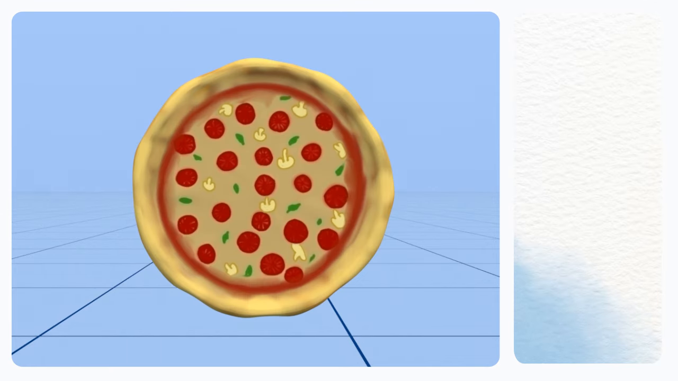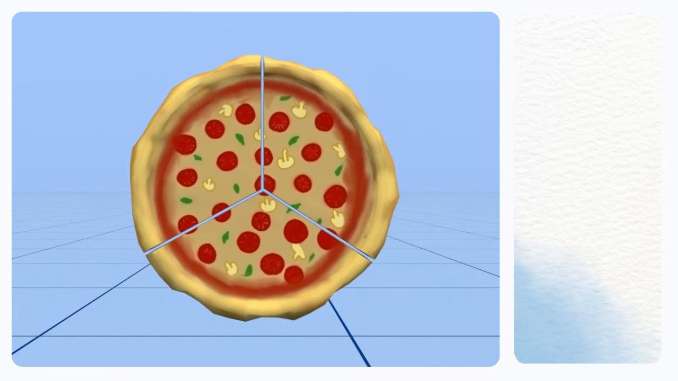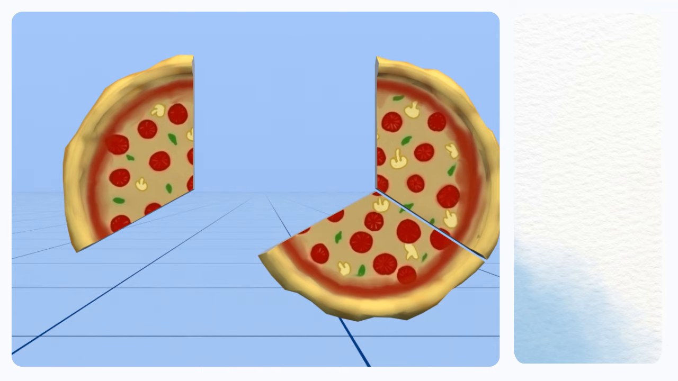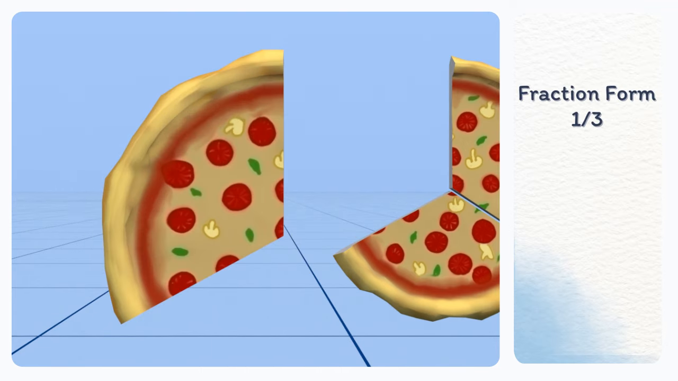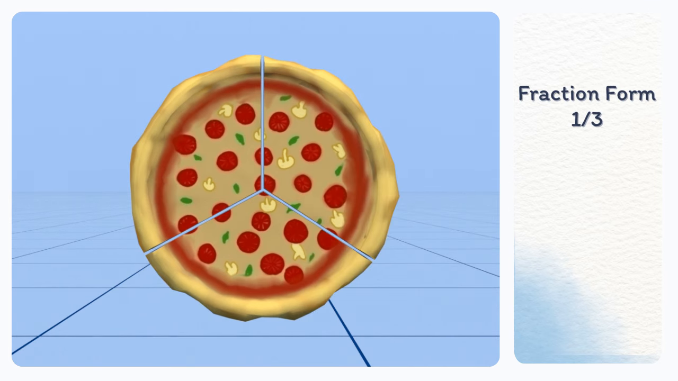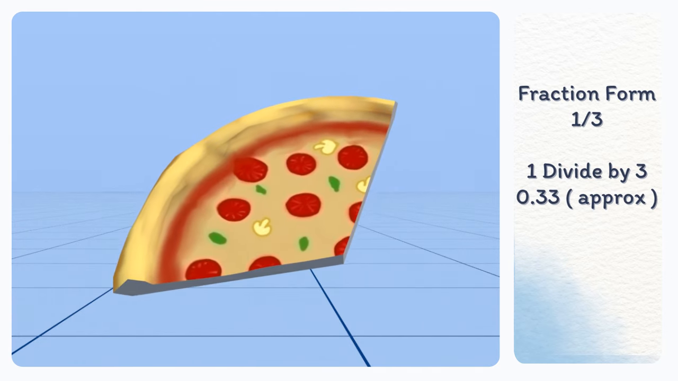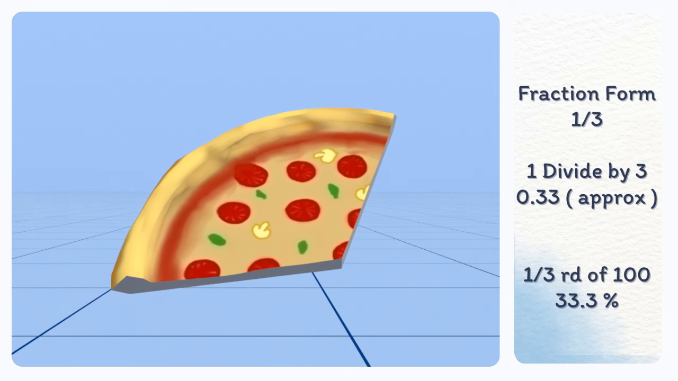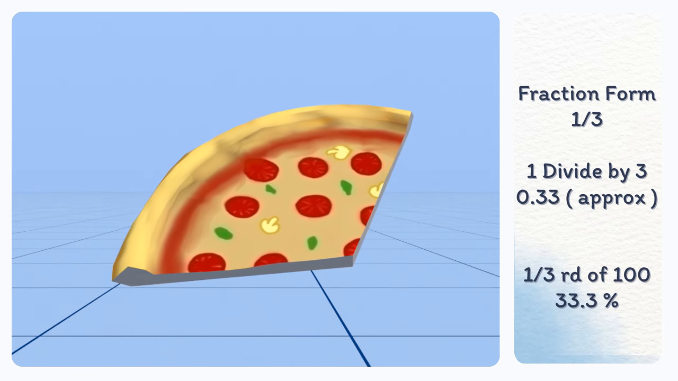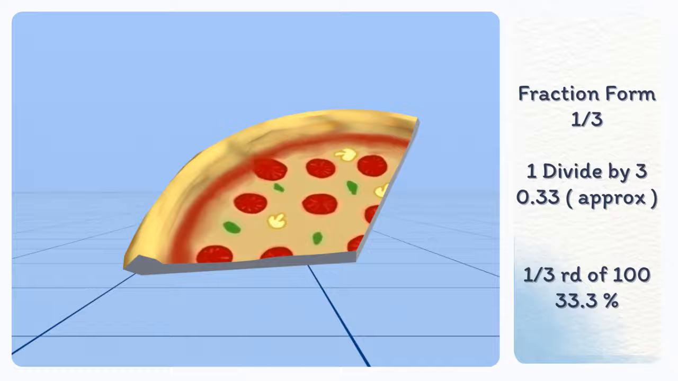Let's look at one last example. Imagine slicing the pizza into 3 equal parts. Each slice is now 1/3 of the whole pizza. In fraction form, we write this as 1 by 3. If we express this as a decimal, dividing 1 by 3 gives us approximately 0.33. And in percentage form, we say that 1/3 is equal to 33.3%, since 1/3 of 100 is about 33.3.